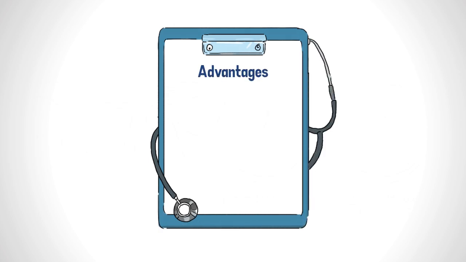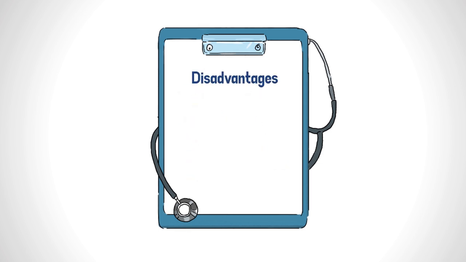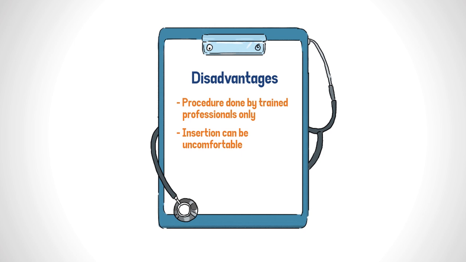The copper IUD device offers long-term contraception for 5 years, allows immediate return of fertility on removal, is the most effective method of emergency contraception, and is more cost-effective compared to many methods. However, the insertion and removal procedure can only be done by a trained professional, and the insertion process can be uncomfortable.